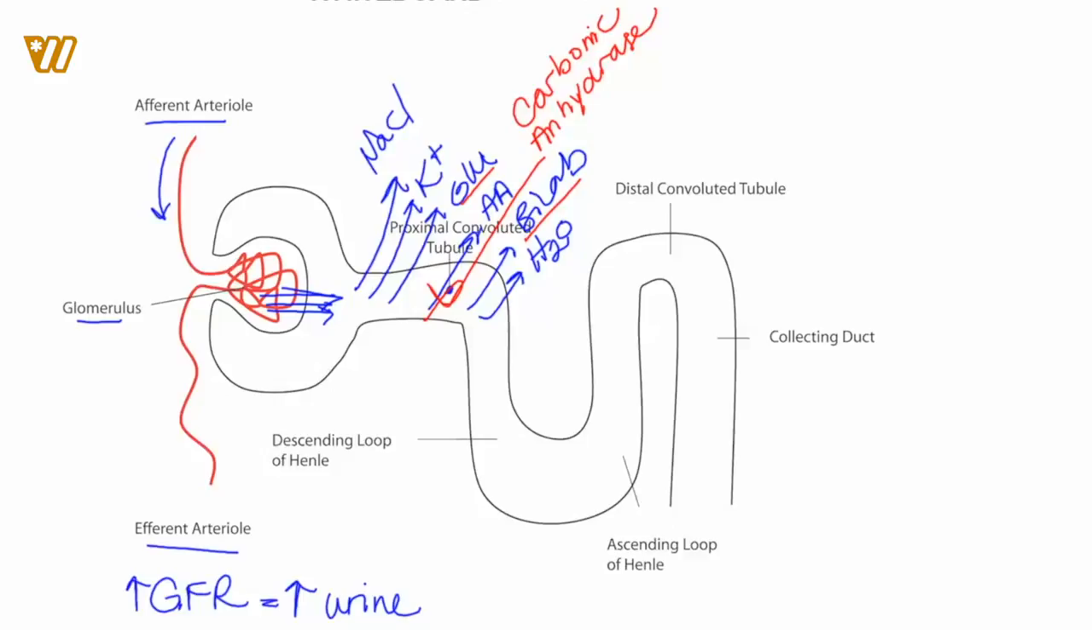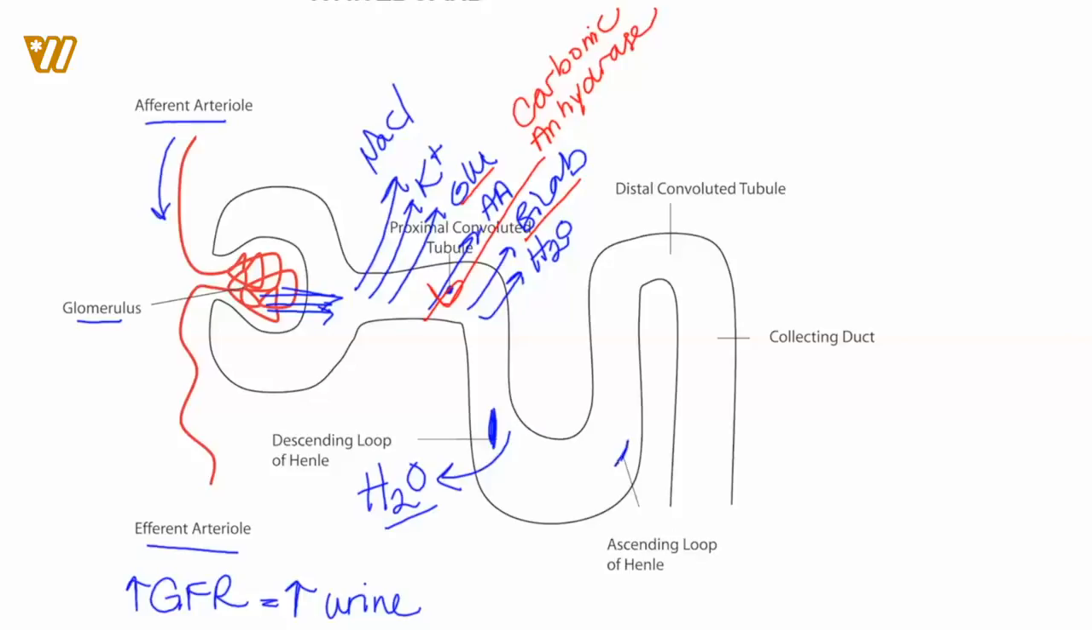The next thing we have is the descending loop of Henle. Okay? The descending loop of Henle. There's not a lot of things that happen here except for water can leave. And one thing that's kind of crazy is that once water leaves here, it can no longer leave on its own. The only way it can leave on its own from here is if a medication or a hormone is acting upon it.